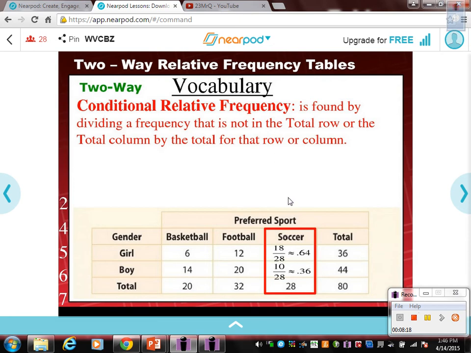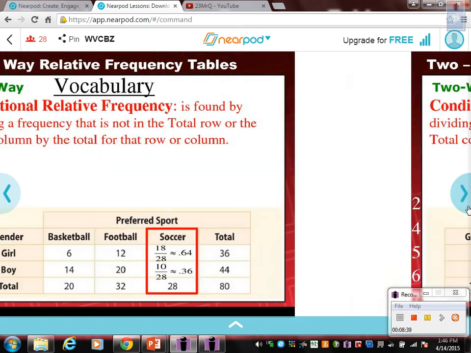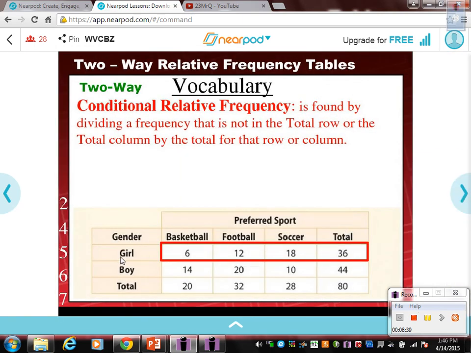But this works for columns, but it also works for rows. So what do I have on my rows? I have girls and boys. So which one should I choose right now? Girls, okay, so I go girls. If I go girls, same thing is going to happen. Watch. How do I find my conditional relative frequency for this cell of girls playing basketball? What do I do? Divide by 36.